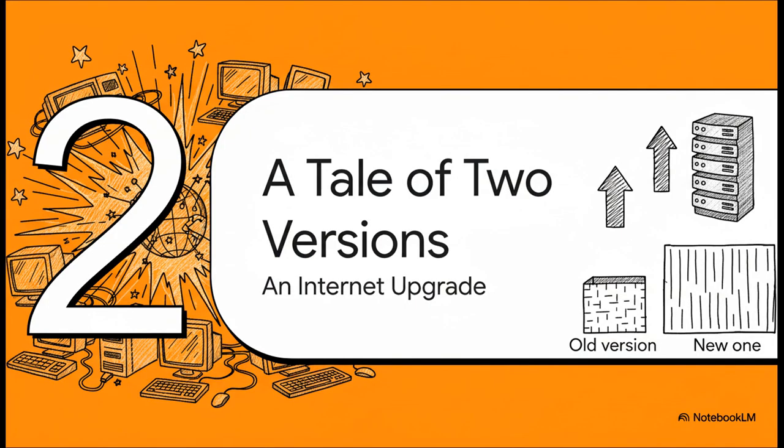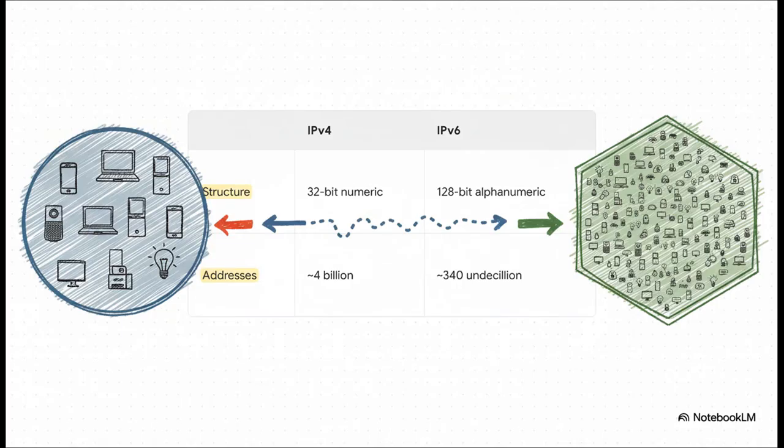Now, this system wasn't built perfectly right from the start. As the internet absolutely exploded in popularity, the original address system started to, well, run out of room. This led to a super critical upgrade. So let's take a look at the old version versus the new one. On the left, you've got the original, IPv4. Its structure gave us about 4 billion unique addresses. Now, back in the early days of the internet, that seemed like an absolutely enormous number. But as more and more devices came online, we were heading for what was basically a digital housing crisis.